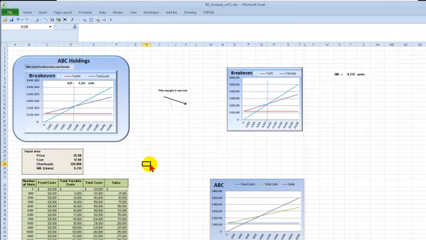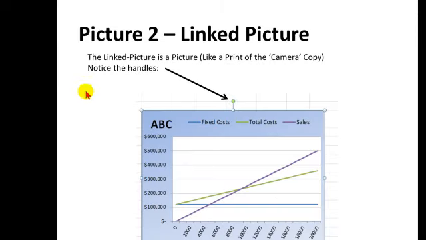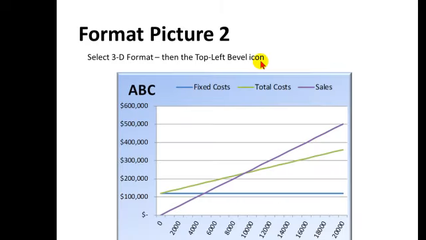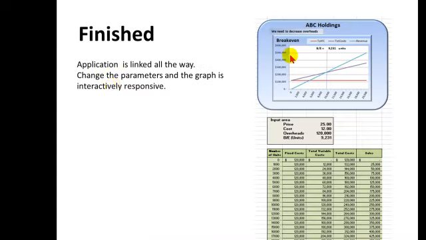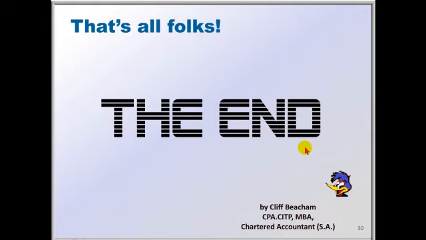So play with it and paste icon. There you get this picture. Notice the handles on the picture. You can bevel it. You end up with that. Put a shape behind it. And here is your finished application with your data, your input and your output. And there we have, there's the end.